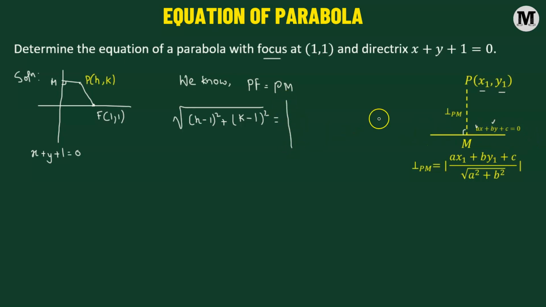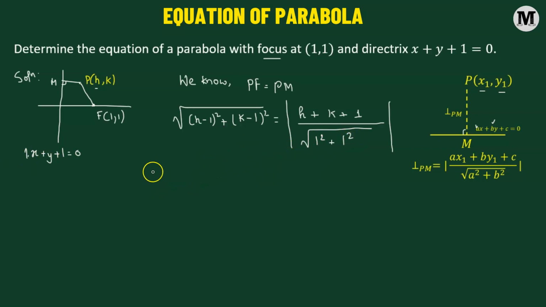So using this formula, we'll take the absolute value, and in the numerator, we'll start by considering the coefficient of x of the directrix. So that's 1. 1 will get multiplied by the x coordinate of point P. So that's 1 times h. That's h. Added to the coefficient of y of the directrix line. So that's 1 as well. So 1 will get multiplied by k, plus the constant term. So that's 1, whole divided by the square root of. Now we take the coefficients of x and y, square them and add them to each other. That is, 1 squared added to 1 squared.